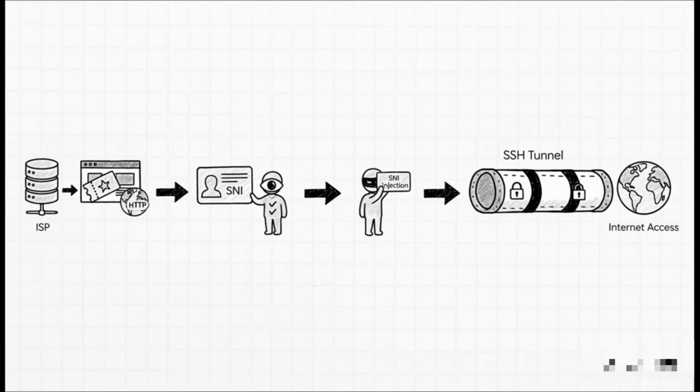All right, let's pull this all together one last time. First, ISPs can offer these zero-rated sites for free. Second, SNI is that digital ID card that the ISP checks. Third, SNI injection is the trick of showing a free ID while you're actually planning to go somewhere else. An SSH tunnel is then used to carry your real traffic through that connection. It's really just a very clever workaround that takes advantage of the way these networks are built.